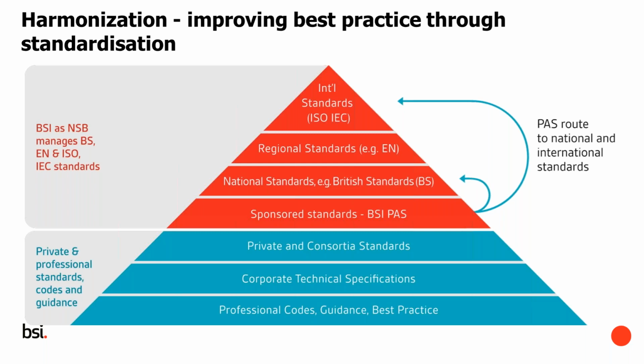At the bottom, in the blue area, we have what we would call private and professional standards, codes and guidance, which might be things that are used within your own companies or within your own trade associations to help you discharge your services. These would normally only be available to your own communities to use, and will be run through your own processes and procedures to maintain them and disseminate them.